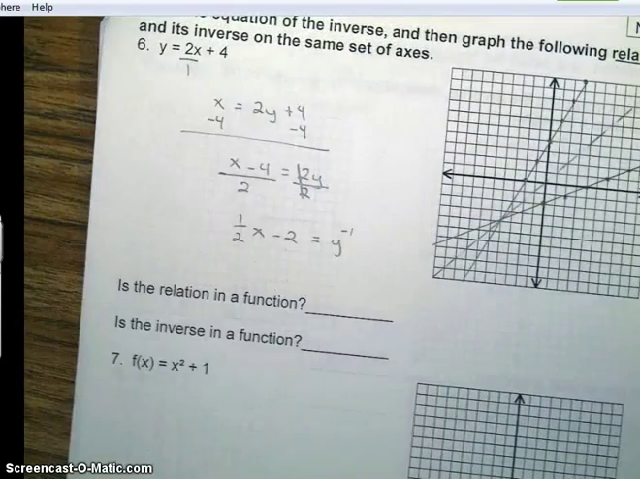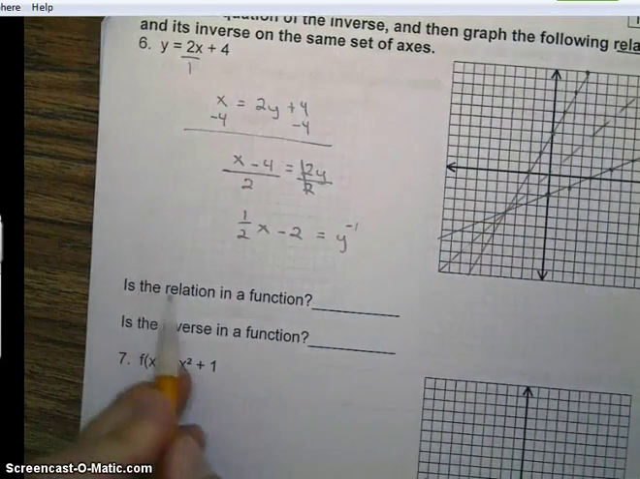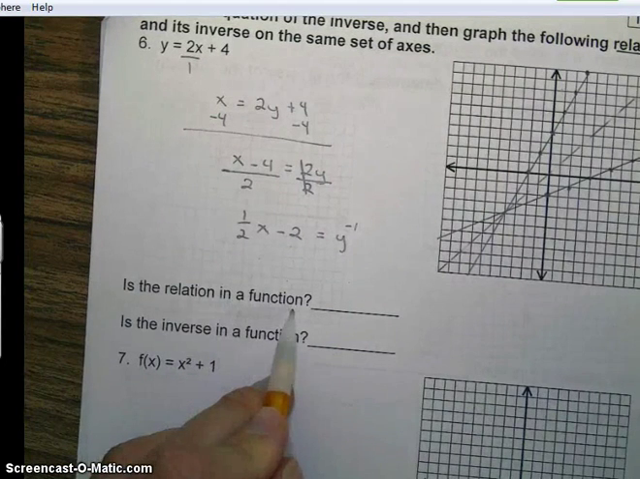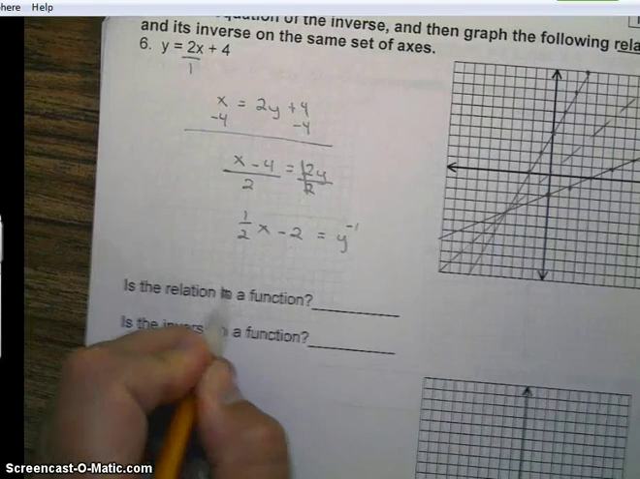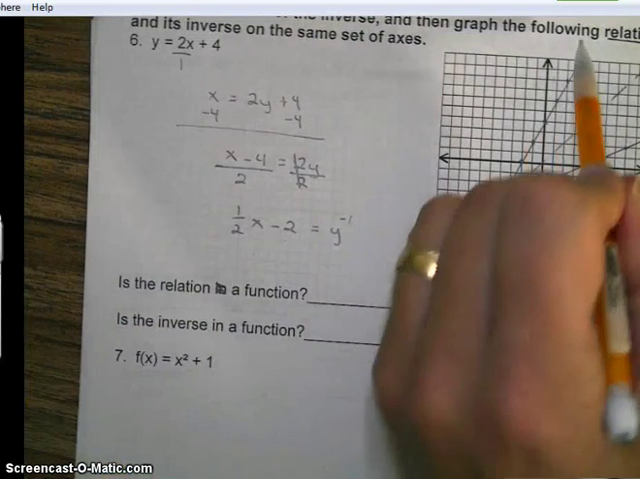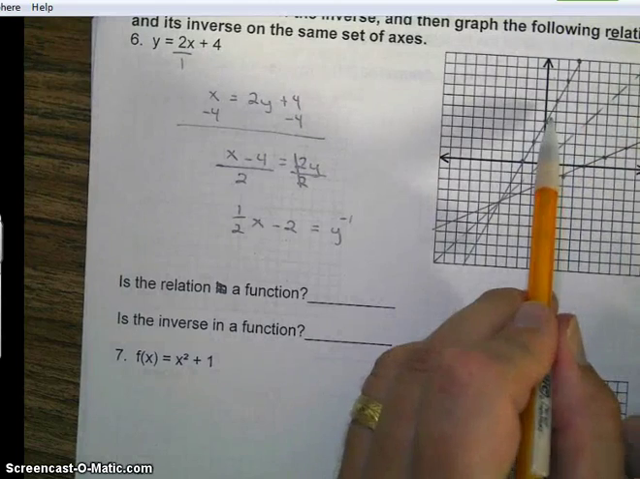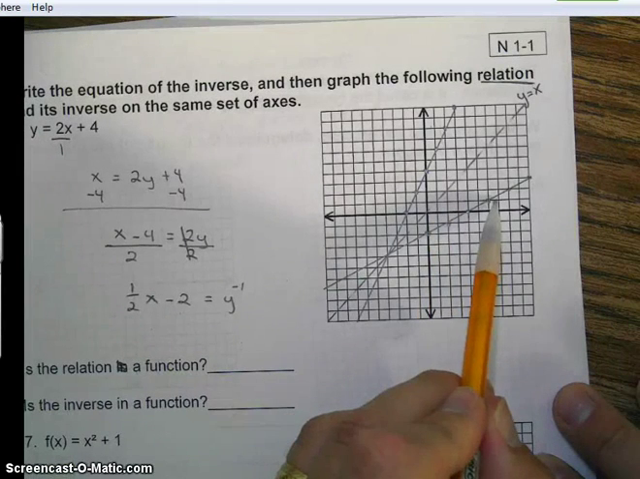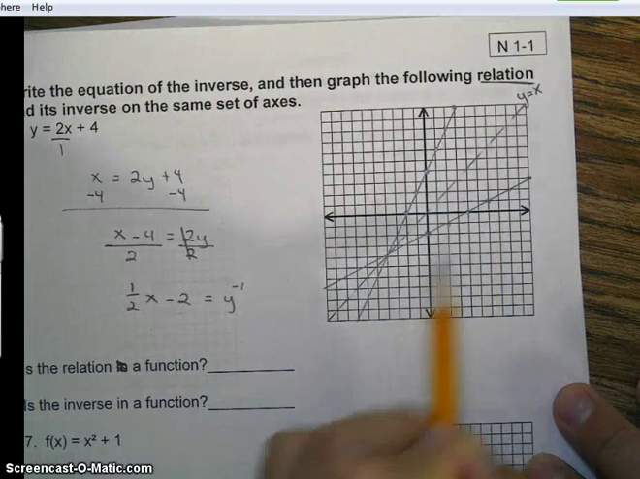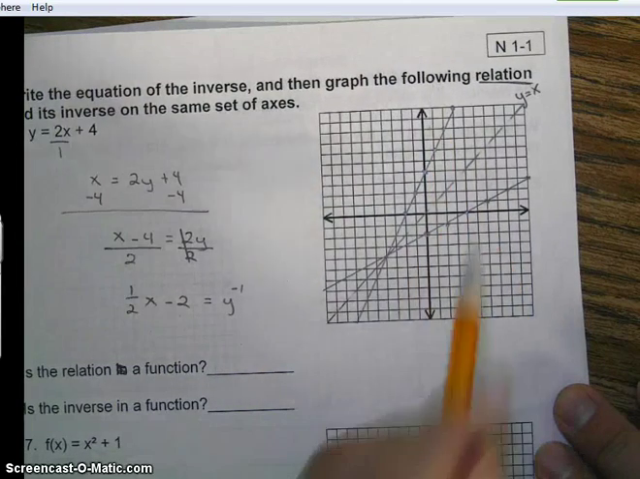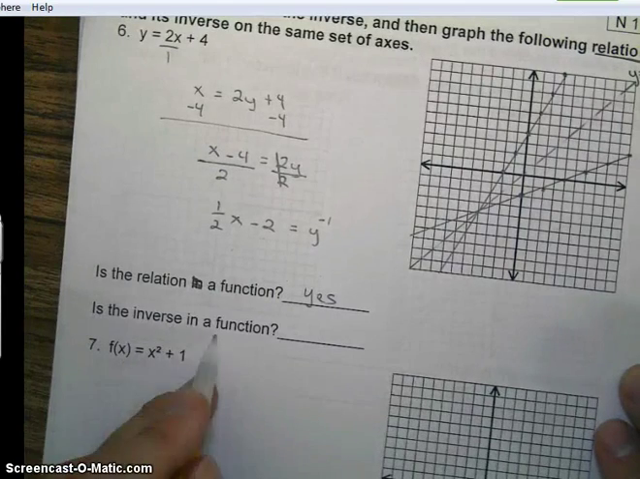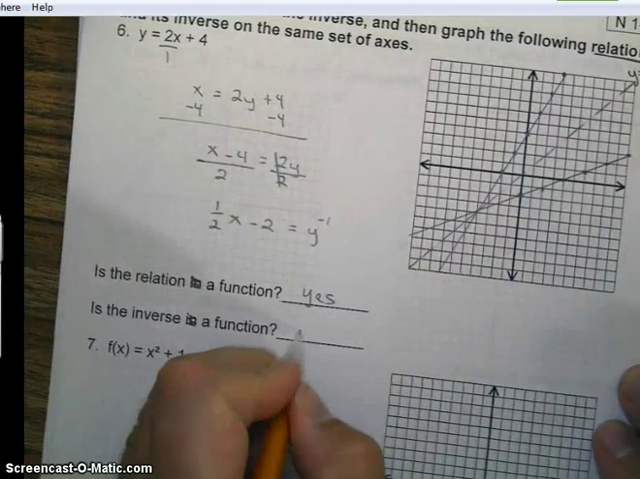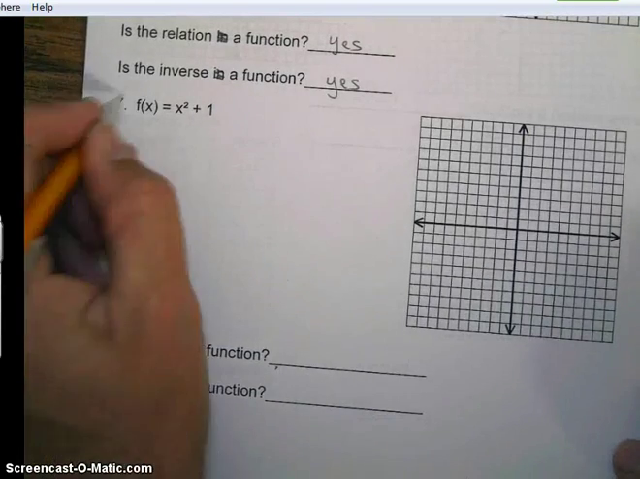But pretend it is. So, is the relation a function? How about that? Yes, both of these, the inverse of a linear is a linear function. And lines, unless they're vertical, all lines are functions. So yes. Is the inverse a function? Yes. Easy peasy. Okay, I would like you to try number 7.